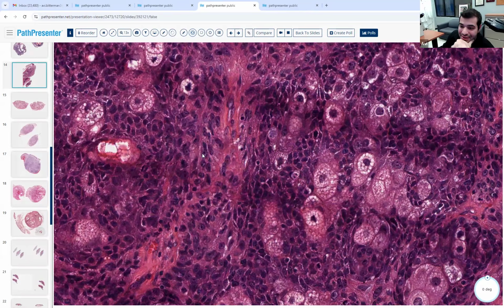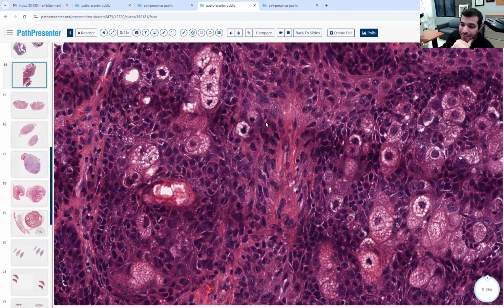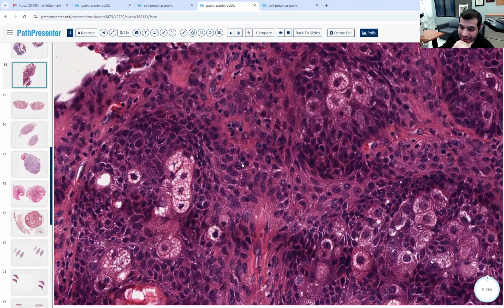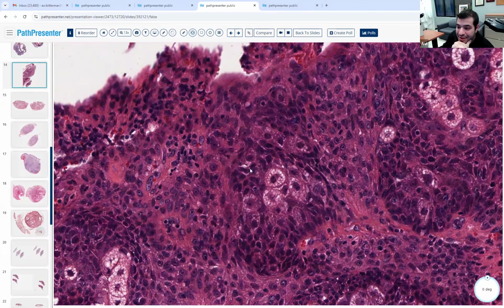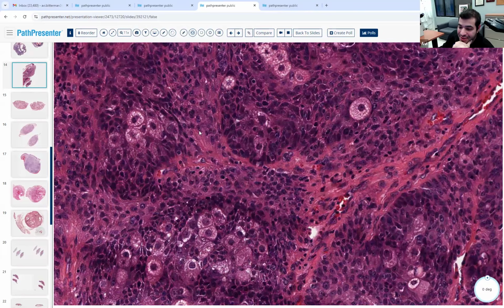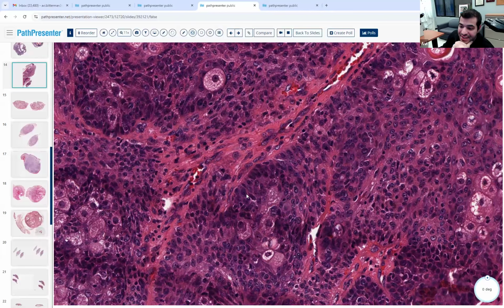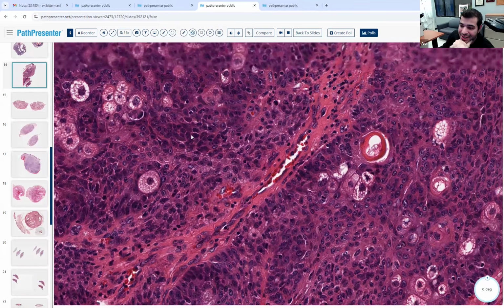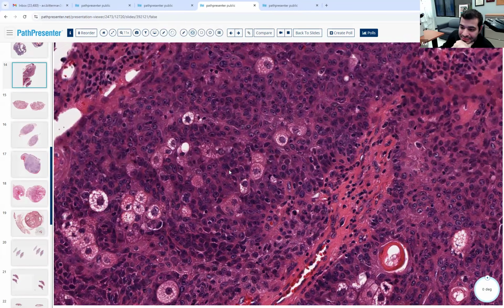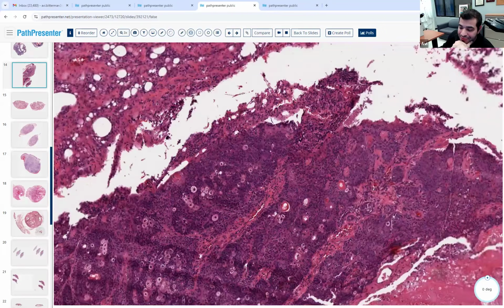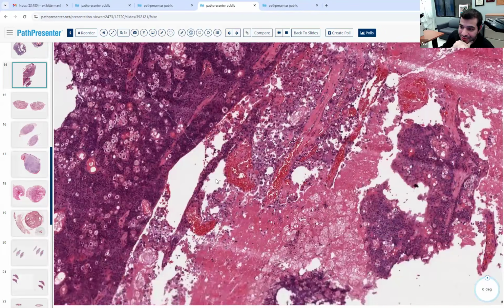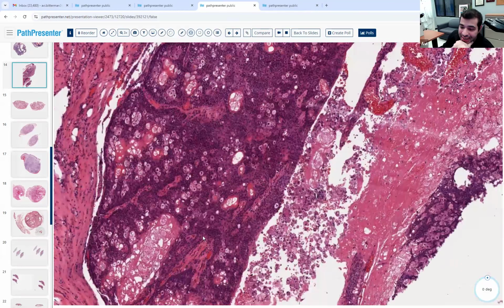Yes, I agree. There's areas where there's a lot more hyperchromasia. And in some cases, you can see more mitoses, and you can see more pleomorphism. So there's cytologic atypia to this. That's another thing to look for, sebaceous carcinoma versus sebaceoma. But yes, you guys got it.